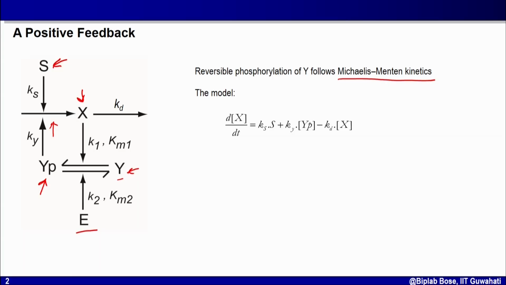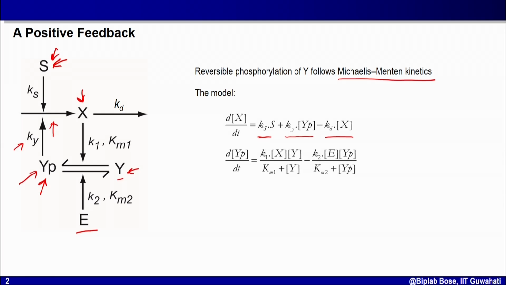First for X. X is produced only when you have the input signals, one is S and the other one is YP. So the ODE for X is dX/dt equal to Ks into S. This is the production by external signal, and Ks is the rate constant, plus Ky into YP concentration. Ky is another rate constant, minus Kd into X. X is getting degraded by a first order decay.